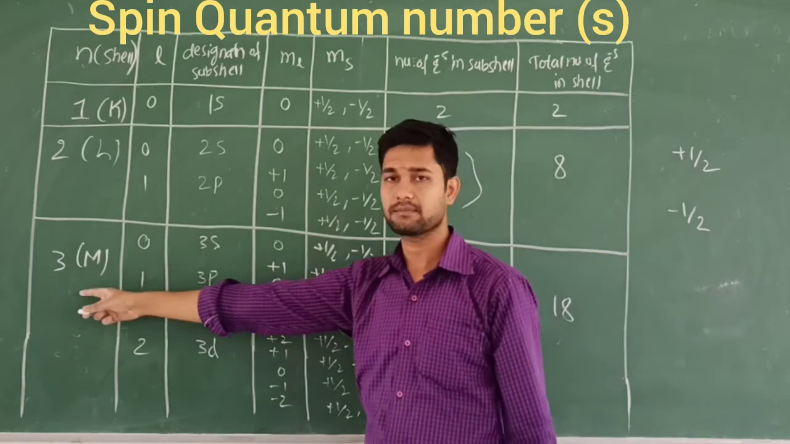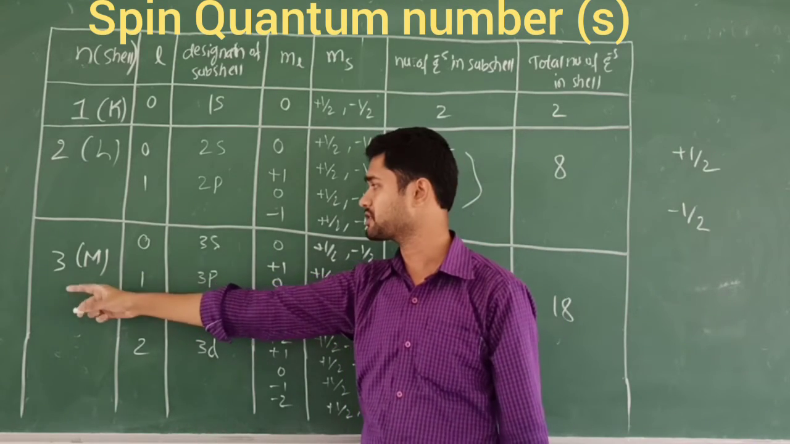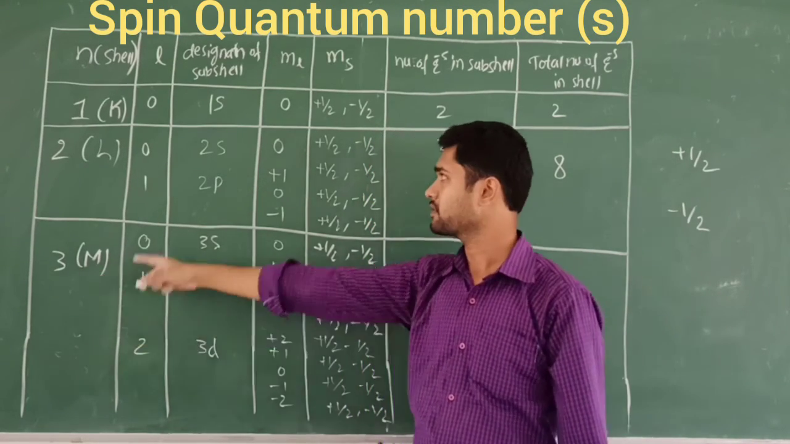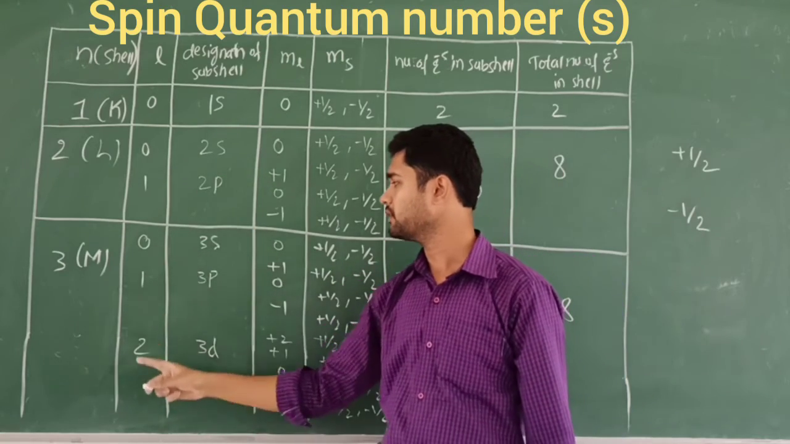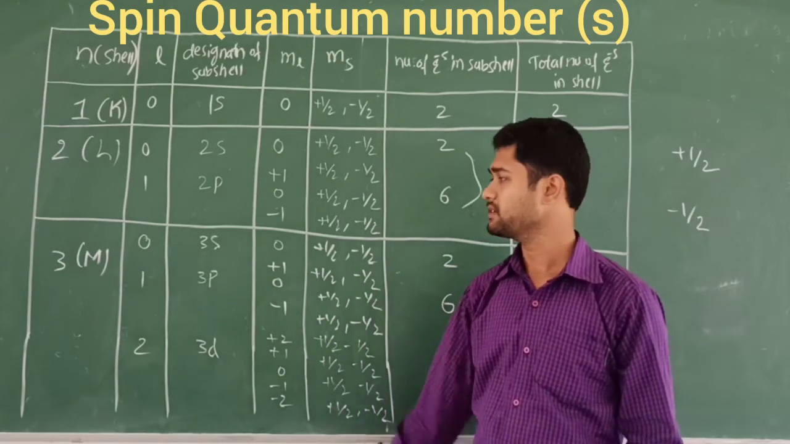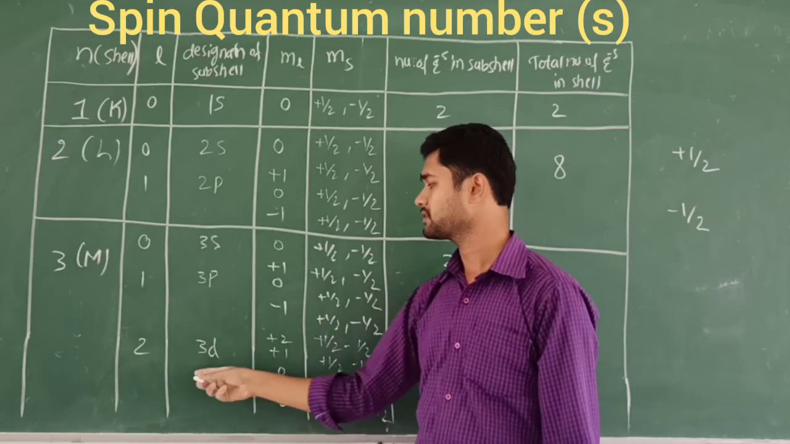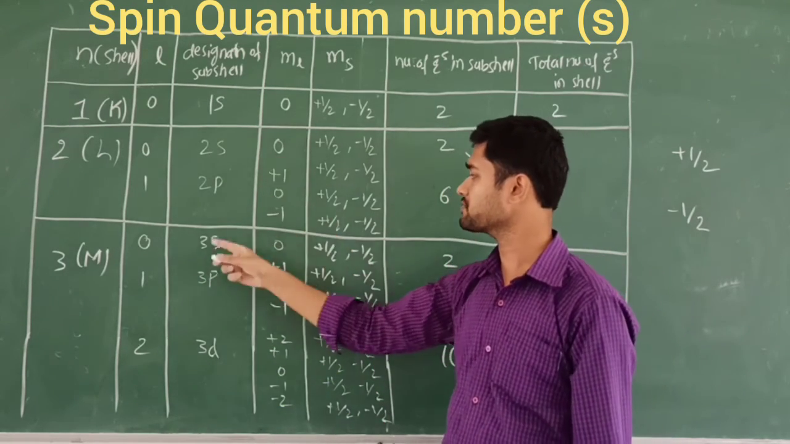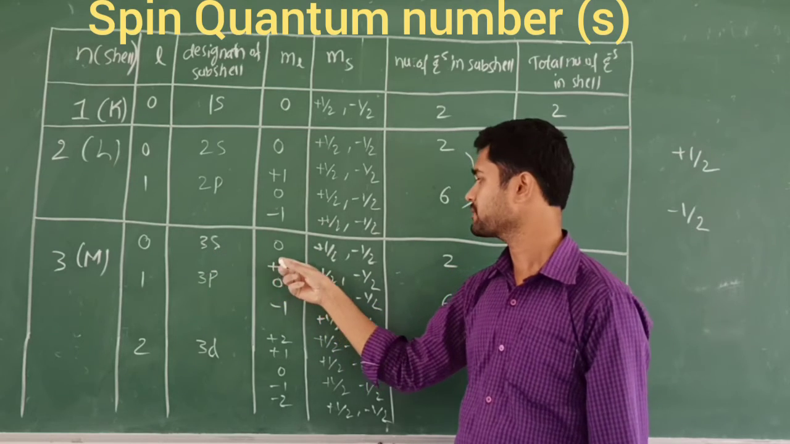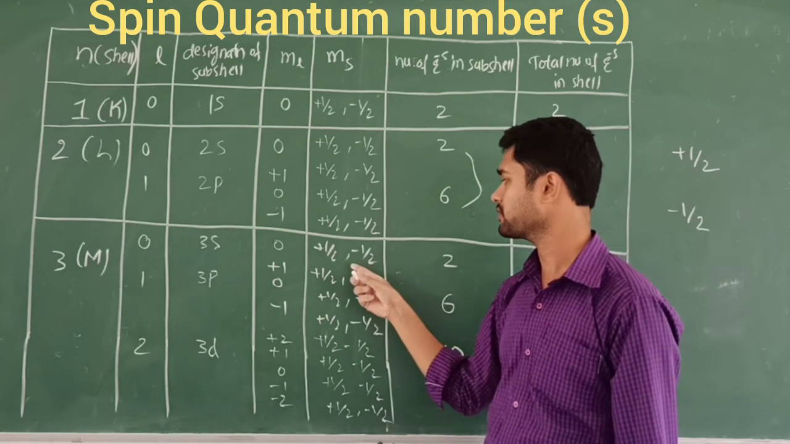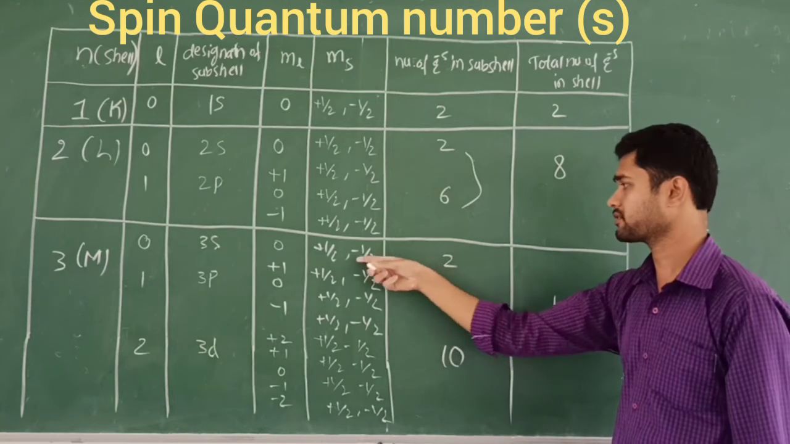The last one, principal quantum number 3, is the main shell, designated as M. So L values will be 0, 1, 2, because of N minus 1. These are the respective 3s, 3p, 3d orbitals. In Ml values, 3s will have the value 0, having plus or minus, that is 2 electrons in total.